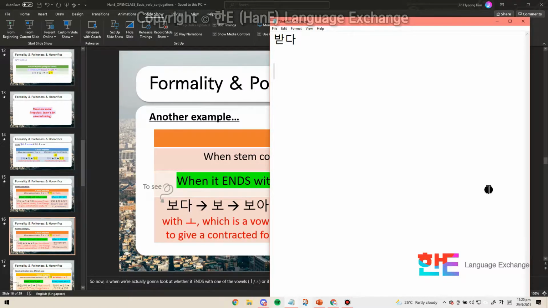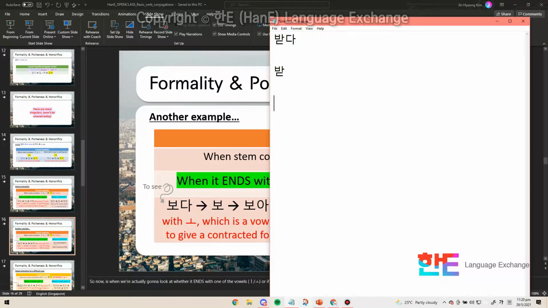Or no, we get the stem. So the stem is our first step. To get the stem of any Korean word, we're gonna remove ta. So we're gonna take out the ta, and that gives us this. Now this stem on its own doesn't do much. It's not really useful in any way until we conjugate it.